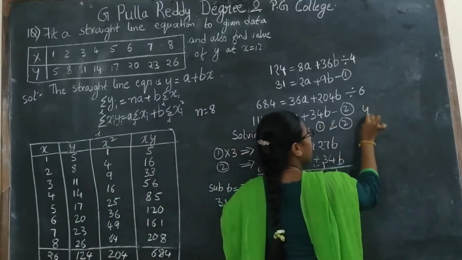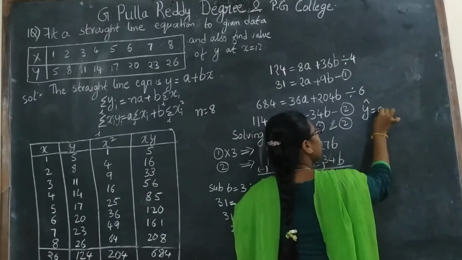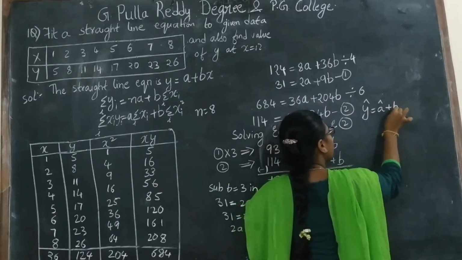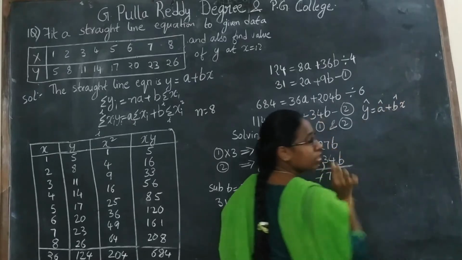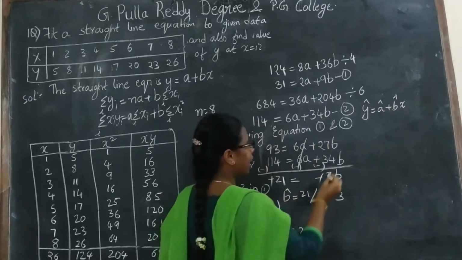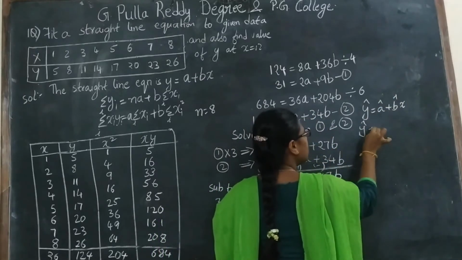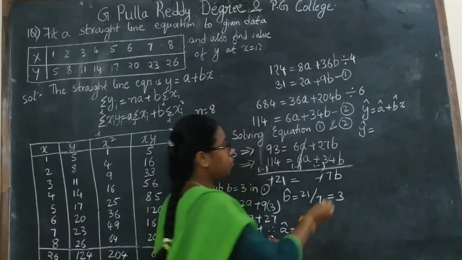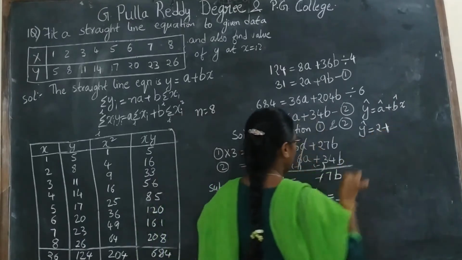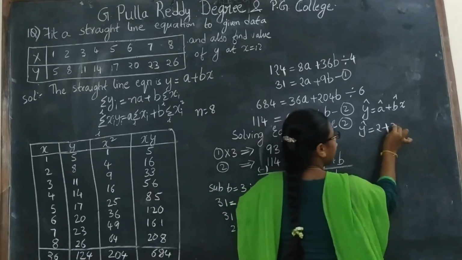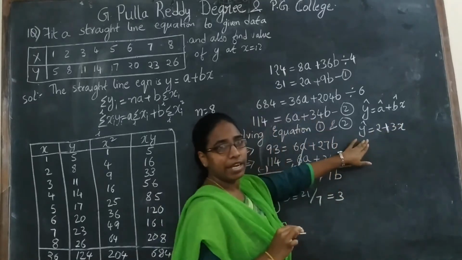What is the straight line equation? Y hat equals a hat plus b hat x. So this is a straight line equation. Substitute a and b values. Y hat equals, a value is 2, so 2 plus b value is 3, 3x. So this is the straight line equation.